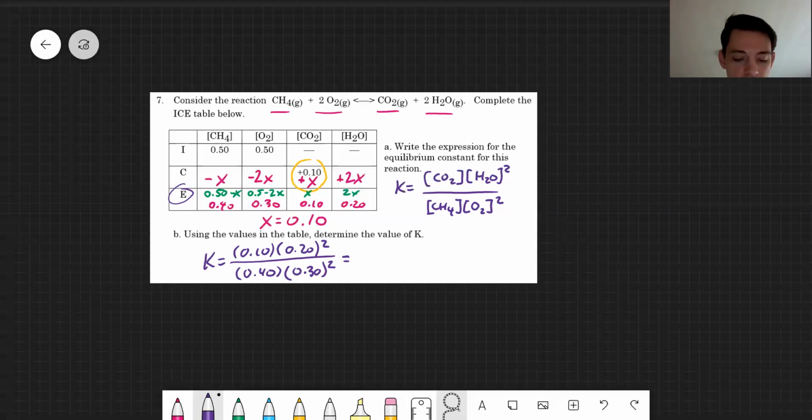Okay, I have to calculate that quickly, but hopefully if you're able to set it up to this point, you don't stumble on the calculations. This comes out to be 0.11.